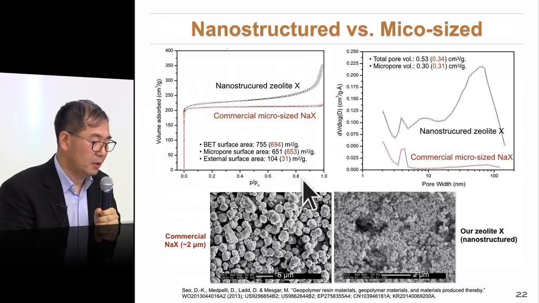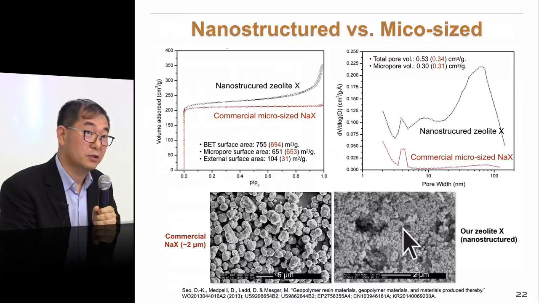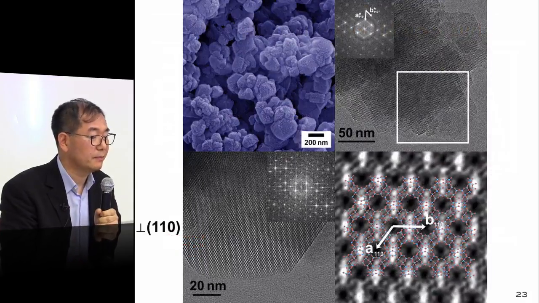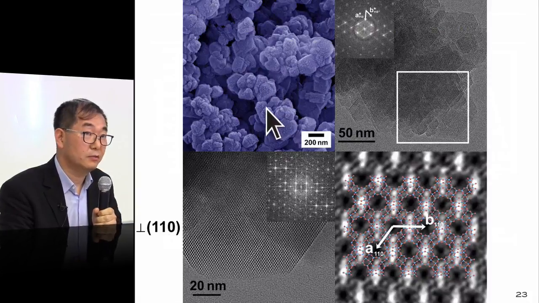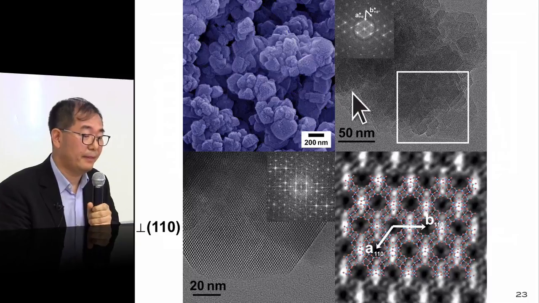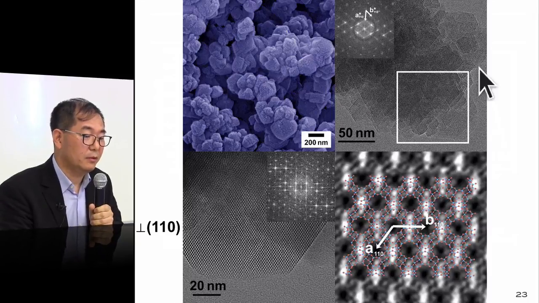Commercial zeolite particles are about 2 micron size, very big particles. This is the 2 micron scale bar here. This is our material. You can see that the particles are much smaller, and the aggregate sizes are much smaller. We zoom this in. This is SEM imaging. This is the aggregate size. We zoom this in further with the TEM. So this is one aggregate.